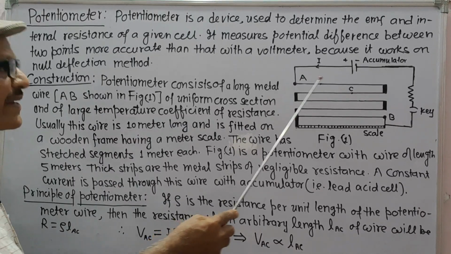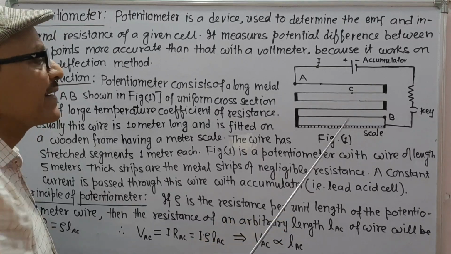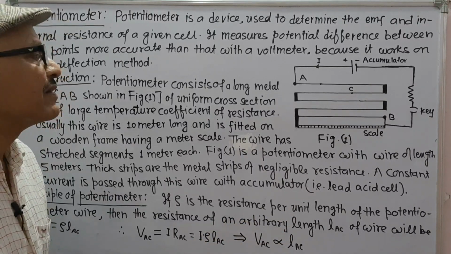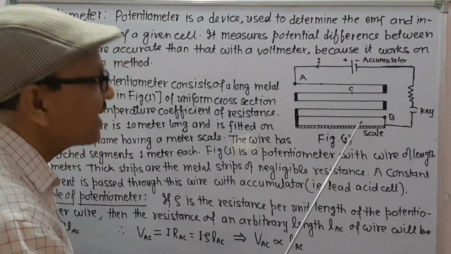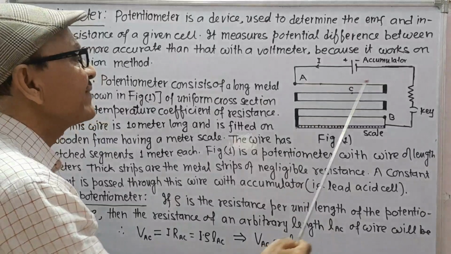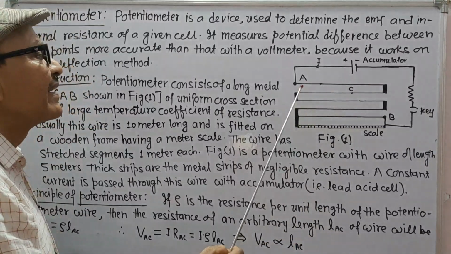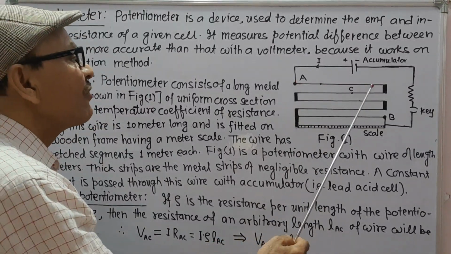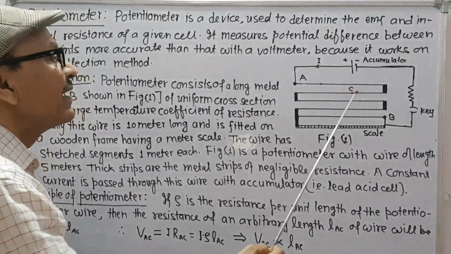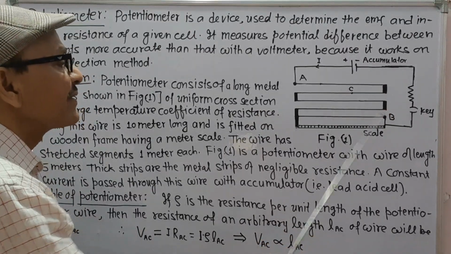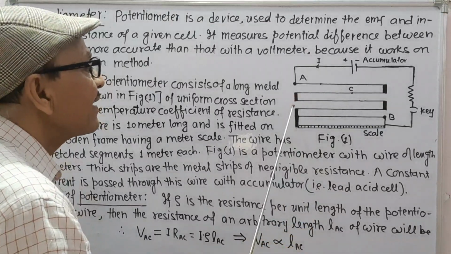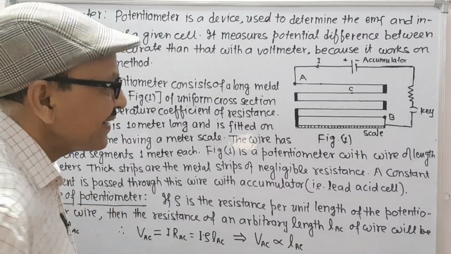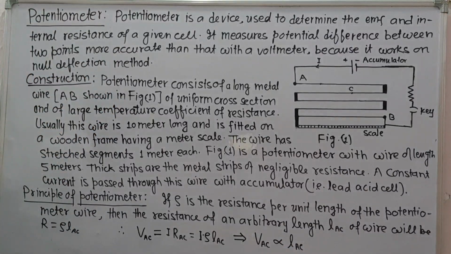The wire is fitted on a wooden frame which is provided with a meter scale. The wire has several segments of 1 meter length stretched on the frame. These thick lines represent the metal strips having negligible resistance.